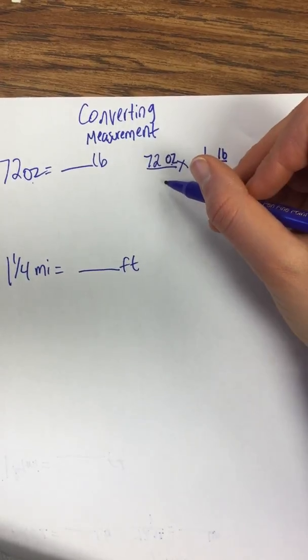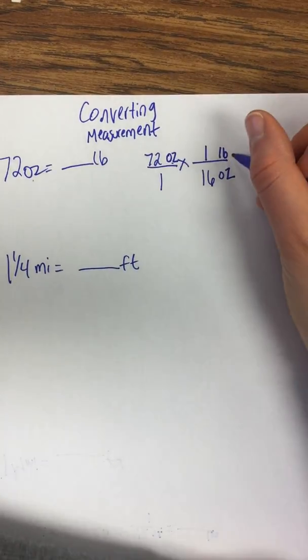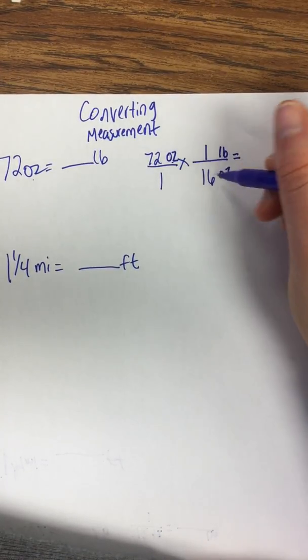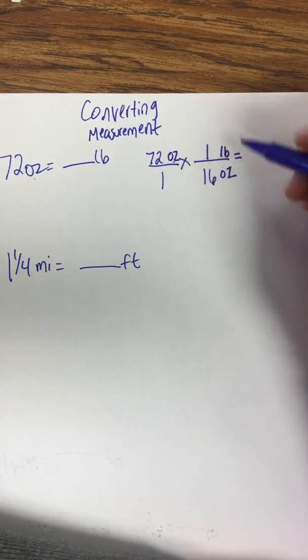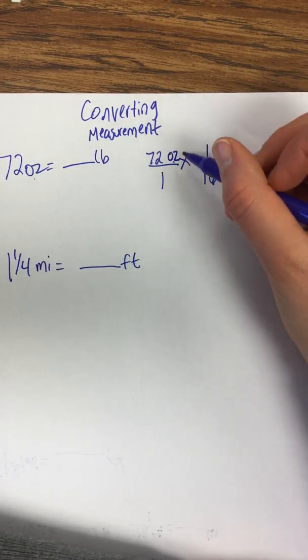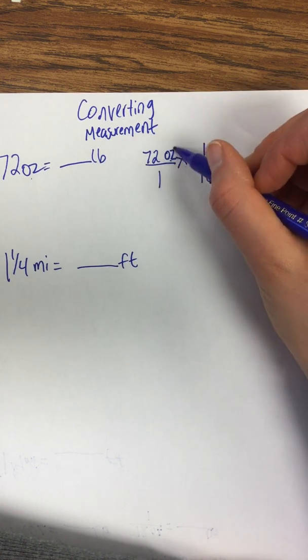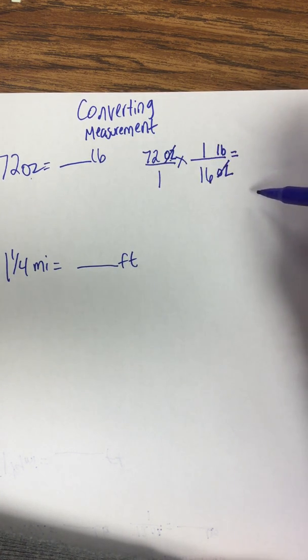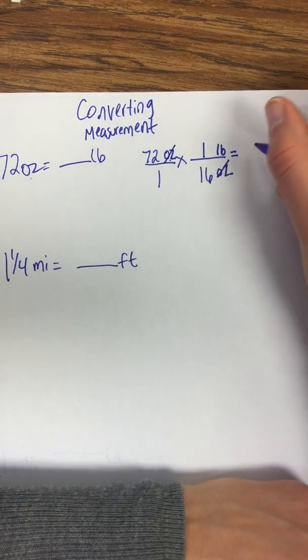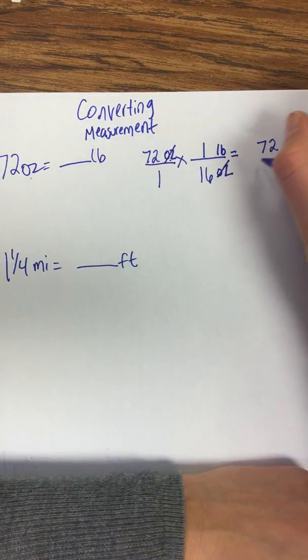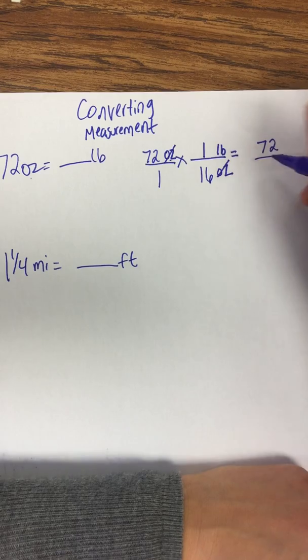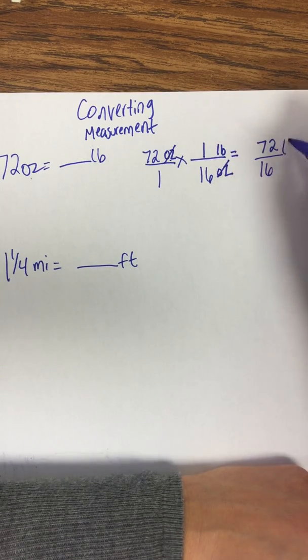To make 72 a fraction, I just simply put it over 1 and I multiply straight across. You can cross simplify like we've talked about before, or you can just multiply. The reason we do this dimensional analysis is it allows us to cancel out the opposite units. So all I'm left with is pounds. So I have 72 over 16 pounds.